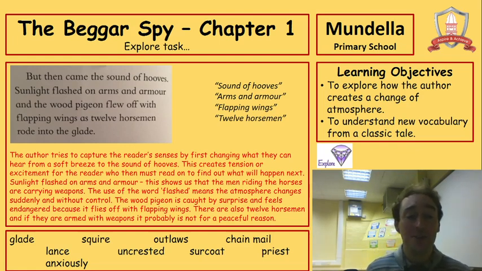So I wrote that the author tries to capture the reader's senses by first changing what they can hear from a soft breeze to the sound of hooves. This creates tension or excitement for the reader, who must then read to find out what happened next. Sunlight flashed on arms and armour, and this shows us that the men riding the horses are carrying weapons because of arms and armour. The use of the word flashed means the atmosphere changes suddenly and without control. And the wood pigeon, who we heard was calling monotonously on the branch earlier, is caught by surprise and feels endangered because it flies off with flapping wings. There are also 12 horsemen, and if they're armed with weapons, it's probably not for a peaceful reason.